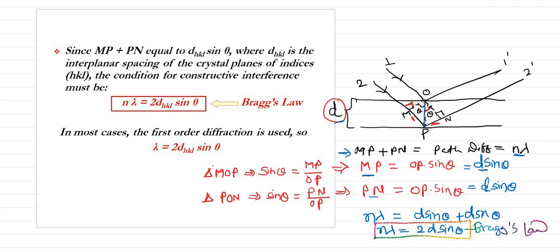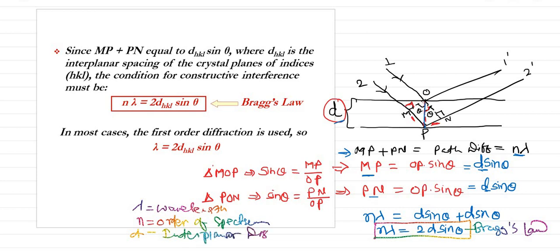So what is there? N is nothing but the order of the spectrum, that means the order of the diffraction pattern. Lambda, we know, is the wavelength of the incident X-ray beam. Then D is nothing but the interplanar distance. And theta is the angle of diffraction, we can say, because actually 2 theta is the angle of diffraction, but here we can say theta is the angle of diffraction, or the glancing angle.